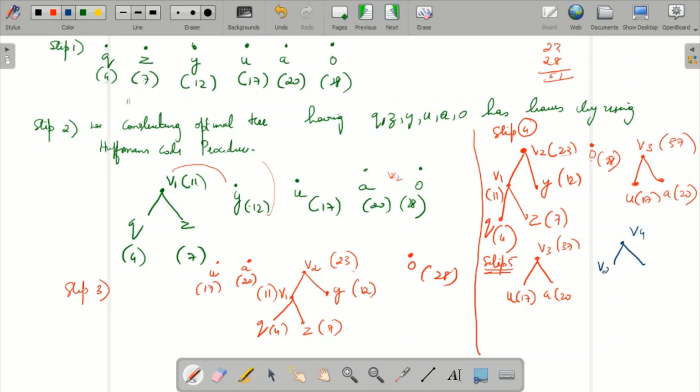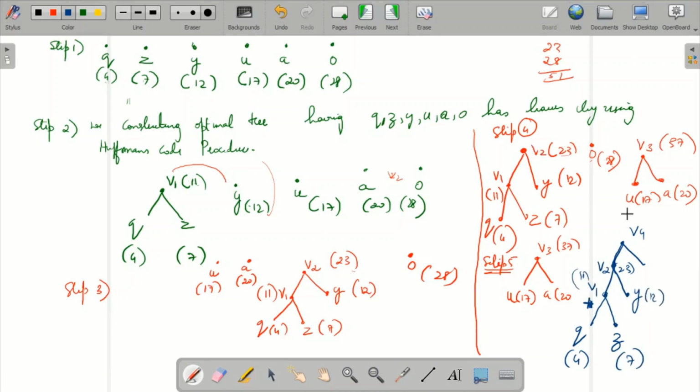One is V2 itself. This entire branch you draw, that is 23. Same, the entire left branch you place V2. For that V2 had V1 and Y, which I wrote over here. For that again V1 you had Q and Z, with the weights: Q had 4, Z had 7, V1 had 11, and Y had 12.